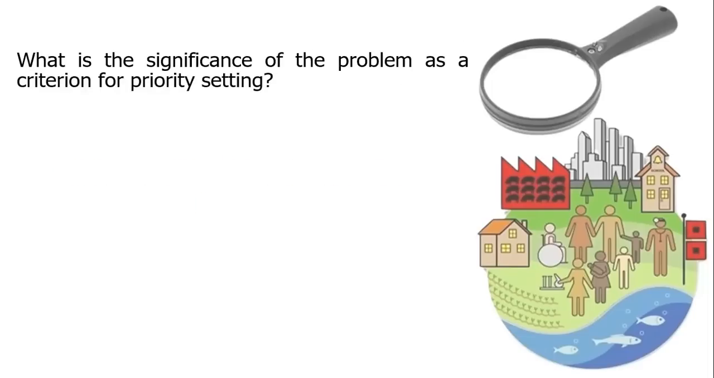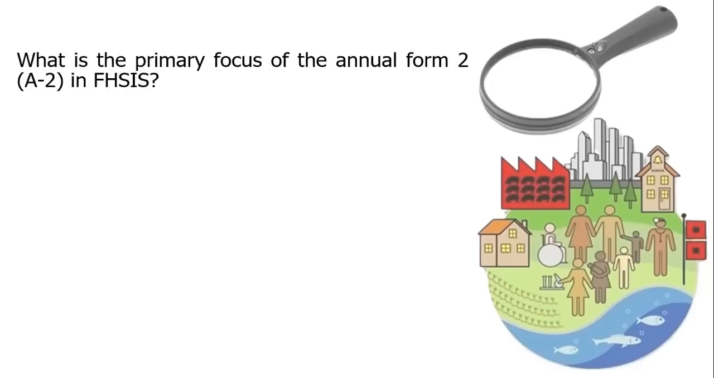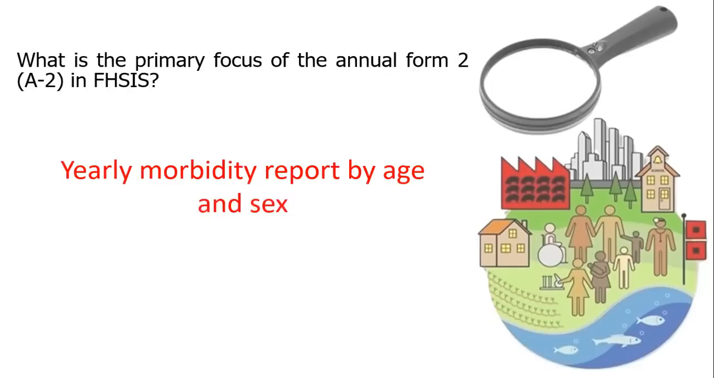What is the significance of the problem as a criterion for priority setting? It is based on the number of people affected by the problem. And what is the primary focus of the annual Form 2 in the FHSIS? Yearly morbidity report by age and sex.